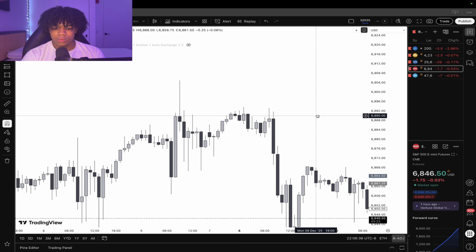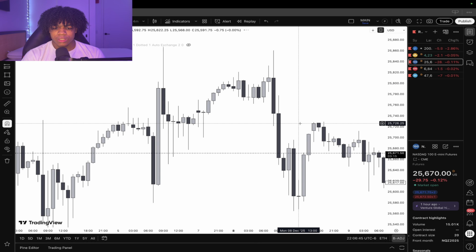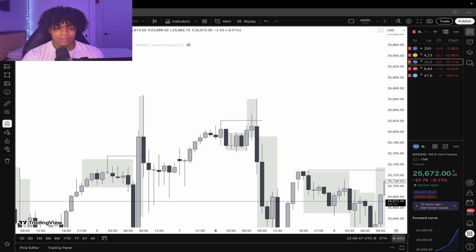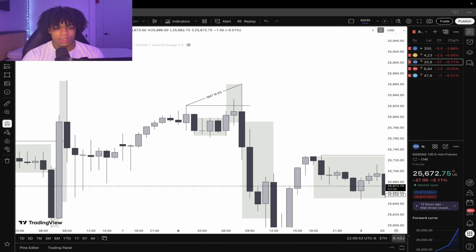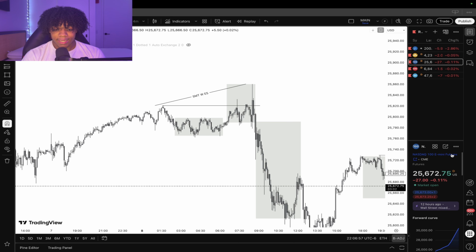And what would you guess? ES had failed to take out this high, while NQ ended up taking out this high. So in this case, again, NQ would be our leading pair. Okay. So if you would have taken that early, what could have happened?